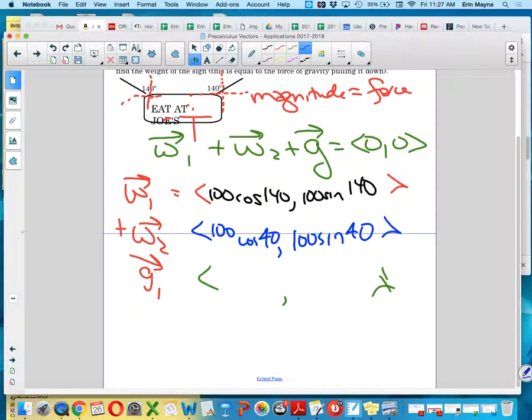Which one is wire 1? I had wire 1 on the left. It doesn't matter though. Since when is the magnitude force? Well, yeah, but remember, once we started doing word problems, we talked about how magnitude and velocity are interchangeable. Oh, yeah.